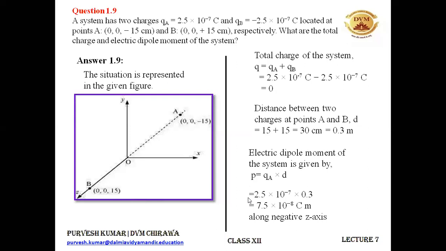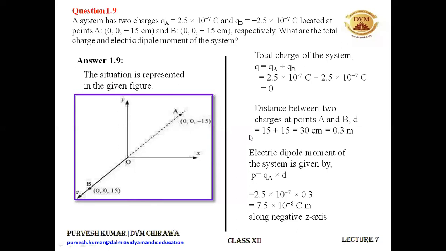And what is the direction? The direction is from the negative charge towards the positive charge. So from B to A, that is towards the negative z-axis. Negative z-axis is something that is going inside the plane of the paper. The direction of dipole moment is from negative charge towards the positive charge, and the direction of electric field is from positive charge towards the negative charge. So this is what the answer is: 7.5 into 10 to the power minus 8 Coulomb meter. The direction is along the negative z-axis because it is from B towards A. So it will go inside the plane of the paper. The direction of the electric dipole moment is always from negative charge towards the positive charge.